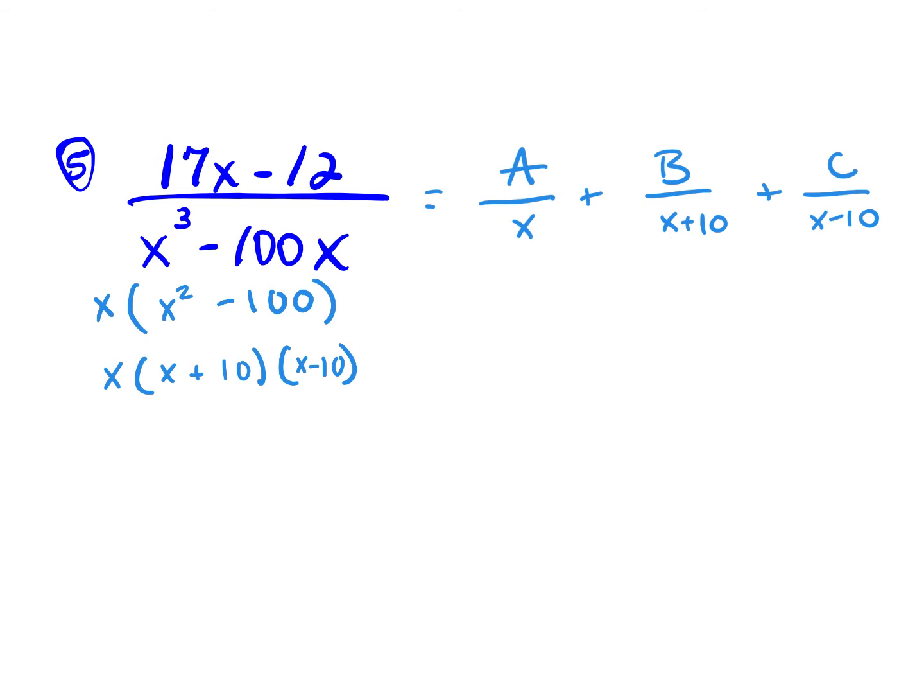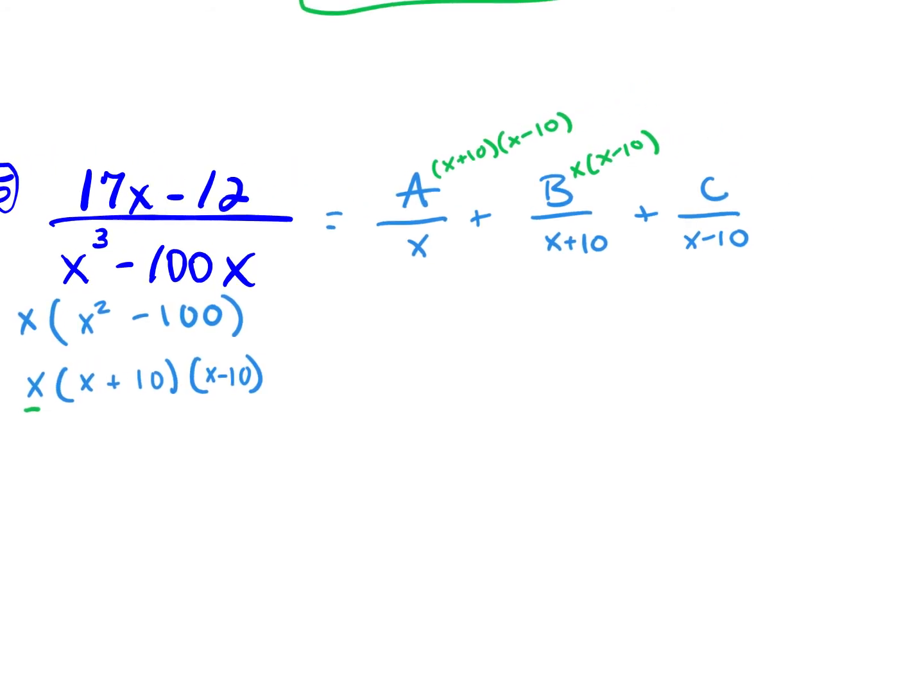What's next? I have to multiply by what's missing. So here I only have x, so I'm missing x plus 10, x minus 10. So I'm going to multiply this times x plus 10, x minus 10. What do I need to multiply to b? X and x minus 10. And what do I multiply times c? X and x plus 10. So you multiply by whatever is missing in the denominator.